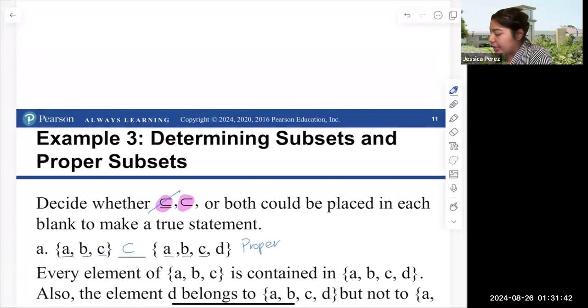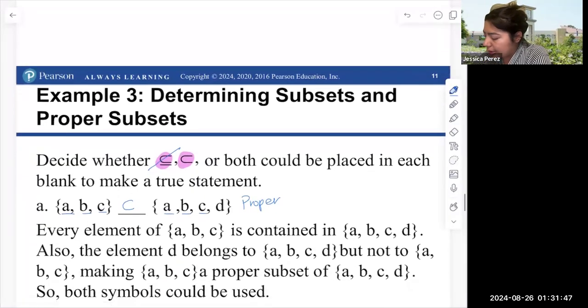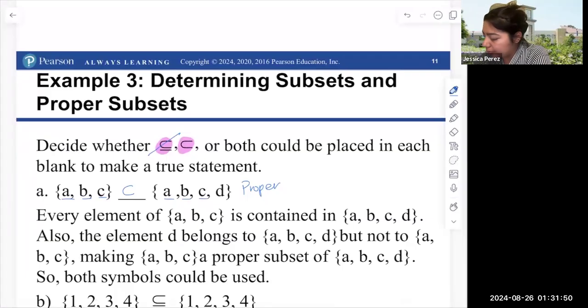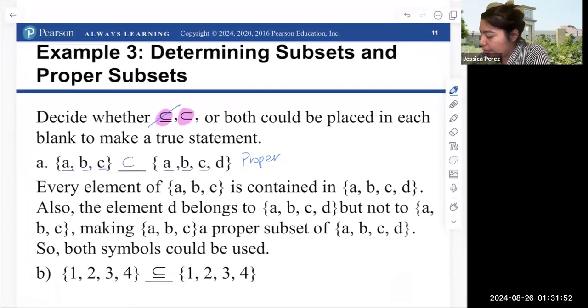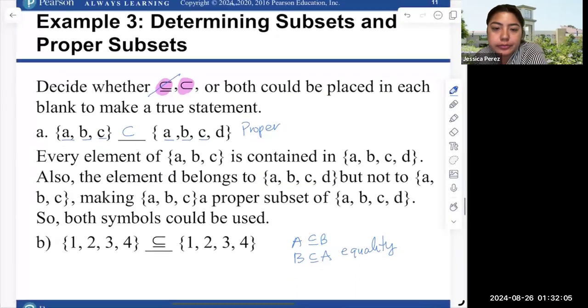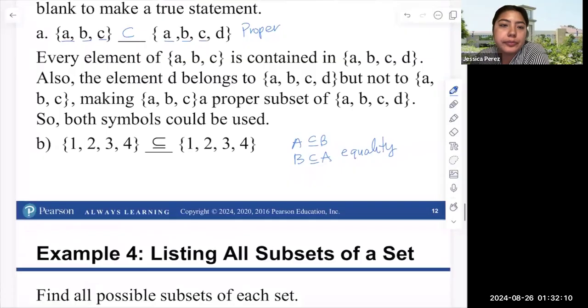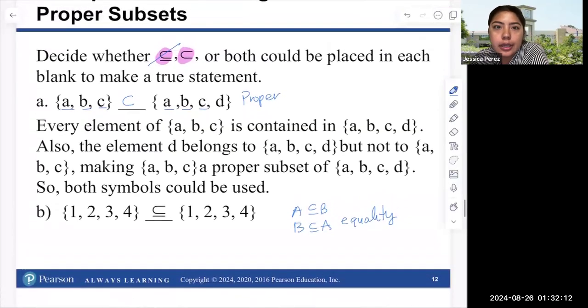Every element in A is contained in the other set, but not every element of ABC is in A. So then this would be a proper. The next one, 1, 2, 3, 4 and 1, 2, 3, 4. A is contained in B and B is contained in A. This is equality. Or you can have a subset, a plain subset. Okay, so this is how to distinguish whether something is proper, a subset, or even equality.